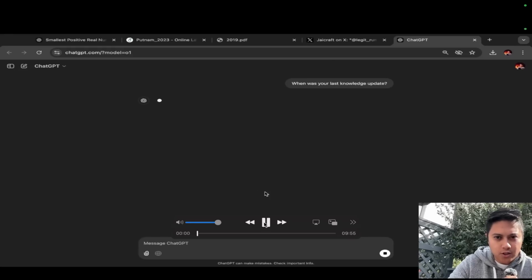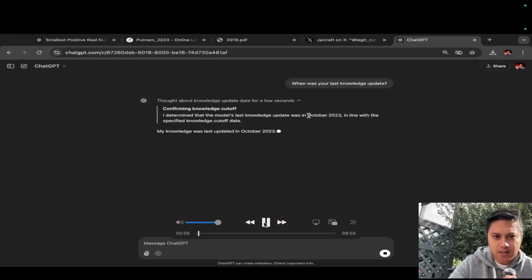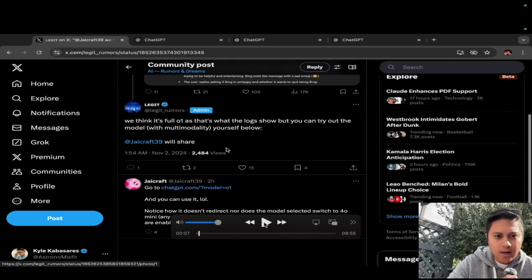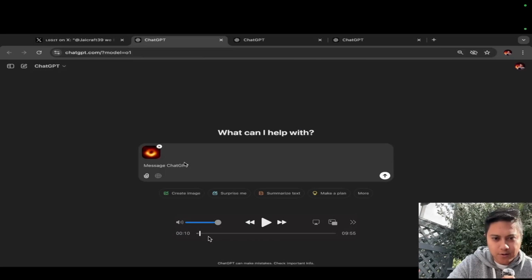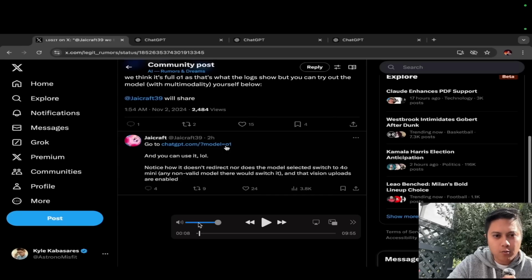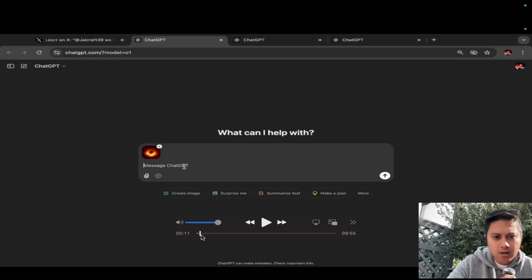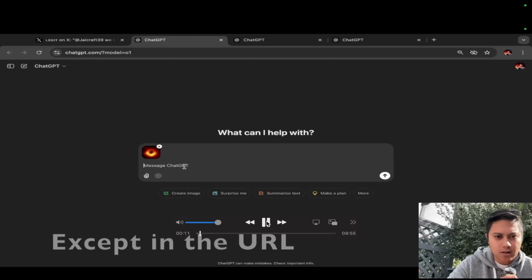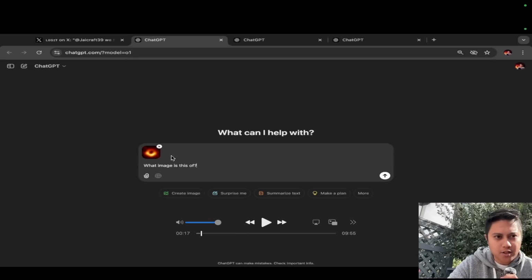First thing I asked it was just, when was its last knowledge update? And it says here it was October 2023. This was the Twitter leak where people said, hey, just click this link and now you can use it. That apparently doesn't work anymore. But moving on, it also doesn't tell you what model it really is using. When you click that link that says Model O1 right there, it just says ChatGPT.